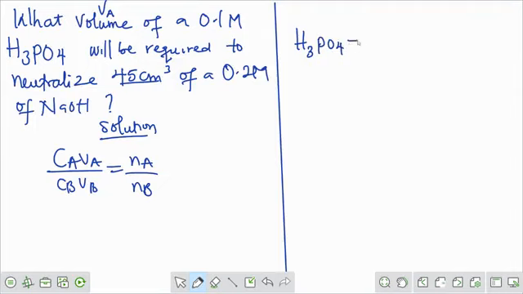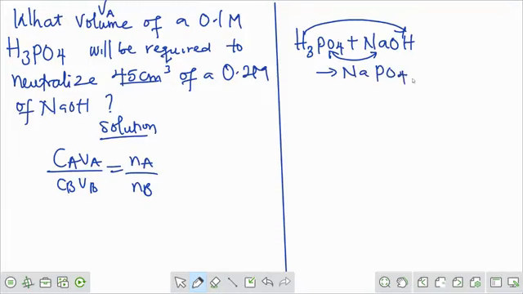H3PO4 plus NaOH. Don't forget our formula. This one we pair with this, and this one also we pair with this. So we will now be having NaOH. Normally in chemistry, you are not allowed to write like this. You should write everything on the side, but because of our space, it will be Na. It should be PO4, right? No, you cannot write it that way. The reason is this PO4, let me write it for you.